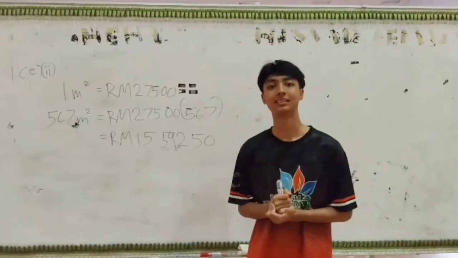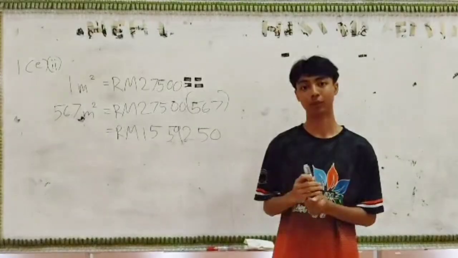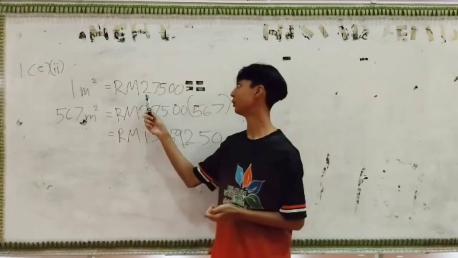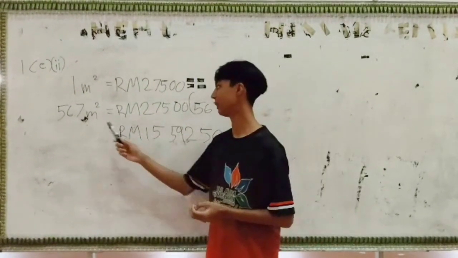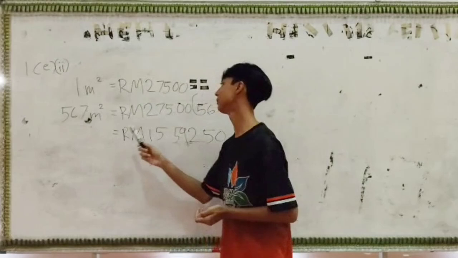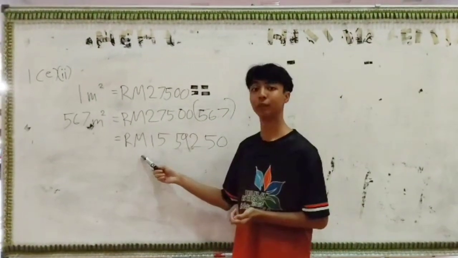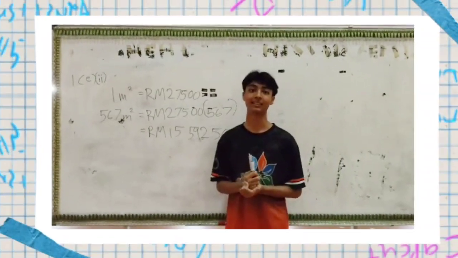Alright, for the next question, it asks us to find the total cost of the hardwood floor installment if 1 meter squared is equal to 275 ringgit. So for this one, we can just multiply our area from before, which is 56.7, by the cost per meter squared, and we'll get 15,592 ringgit and 50 cents.